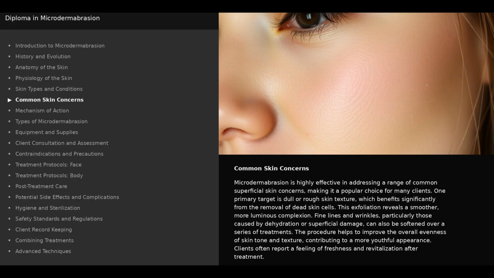Fine lines and wrinkles, particularly those caused by dehydration or superficial damage, can also be softened over a series of treatments. The procedure helps to improve the overall evenness of skin tone and texture, contributing to a more youthful appearance. Clients often report a feeling of freshness and revitalization after treatment.